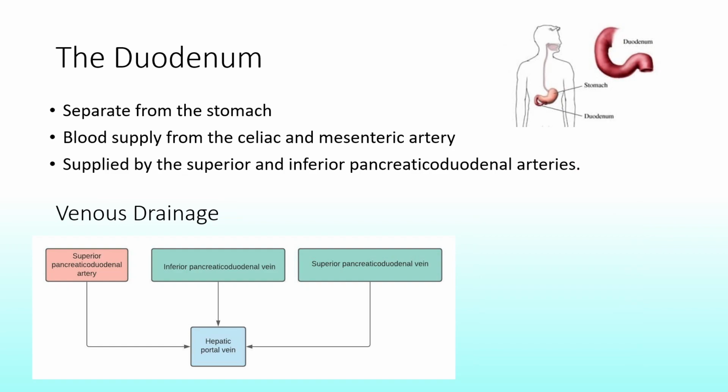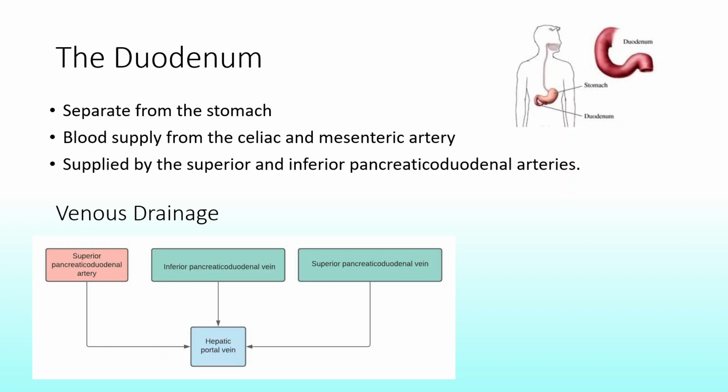Now let's talk about the duodenum. So the duodenum is actually separate from the stomach, okay? And it's not part of the stomach. It's actually part of the small intestine, and it rotates and elongates as it forms, and as a result, it gets a sympathetic innervation from the 2 plexuses.